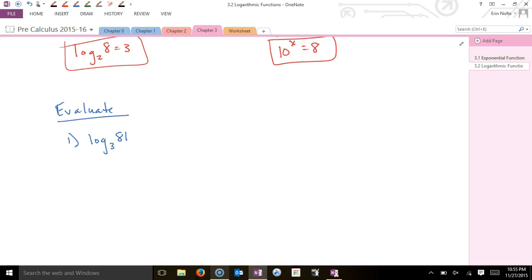So let's convert it to exponential form and see if we can figure it out that way. Imagine that this was set equal to x, because that's what we're trying to figure out. If we convert it into exponential form, what would that be? 3 to the x is equal to 81. So 3 to what power makes 81? Feel free to use your calculator if you must.